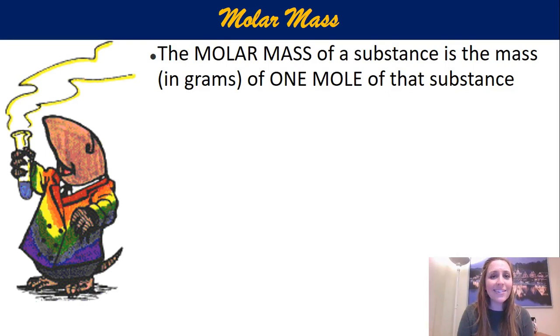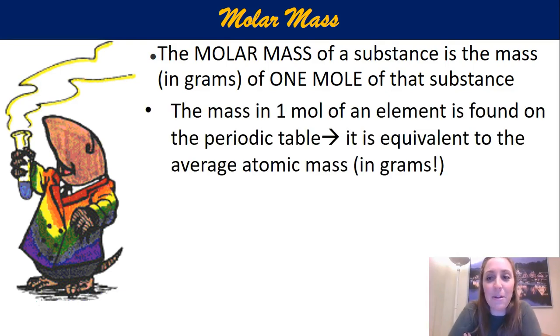And as you might guess, the trick is on the periodic table. The mass in 1 mole of an element is found on the periodic table. It's equivalent to the average atomic mass in grams. So go ahead and take out your periodic table now because we're going to use it and we're going to find some average atomic masses.